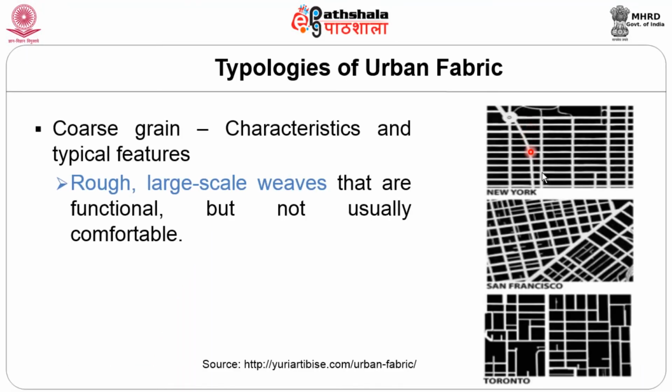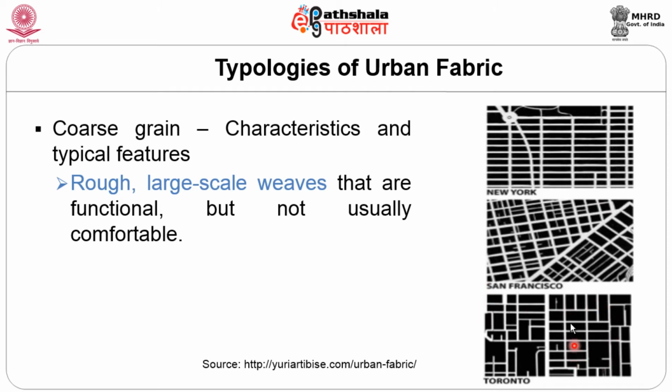So now looking into all these different types of urban fabrics, we can actually come up with two different types. All these maps can be typologized into two types, which are called coarse grain, and the other one is fine grain. So if you look into coarse grain, we can say New York, this is a New York figure ground plan, and then we can also say San Francisco, and obviously Toronto.